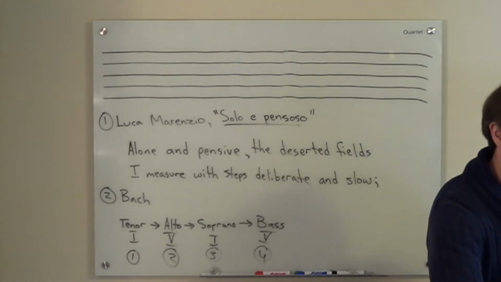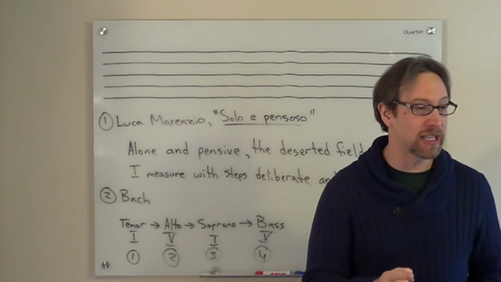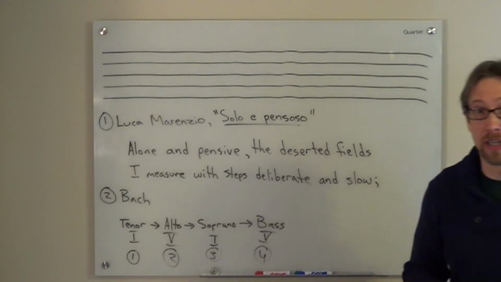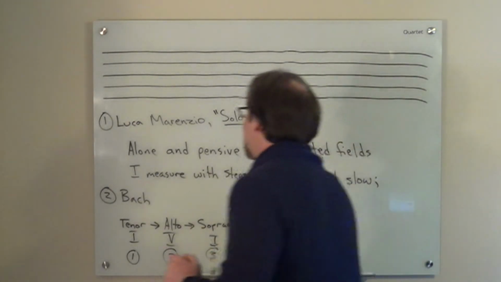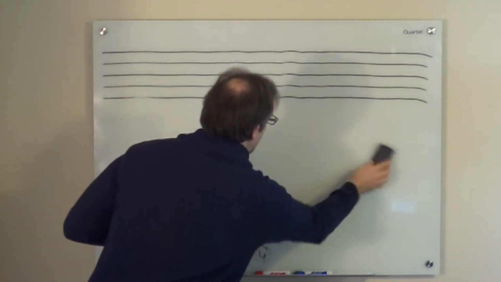Now, that was Andrew's first question. It took me a long time to answer that one, so since I'm on a roll here, I want to answer another question. He asked me on a question for lesson 24, which was about non-chord tones. He asked, is it a pedal tone if it's a common tone of the previous and the following chords, but also a part of the current chord, or is it just an inversion then? So the answer is, it's just an inversion. But let's take a quick look at that and see how that would play out in our example.